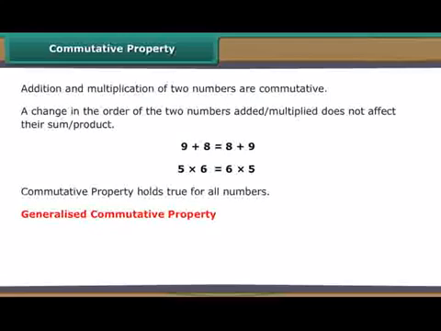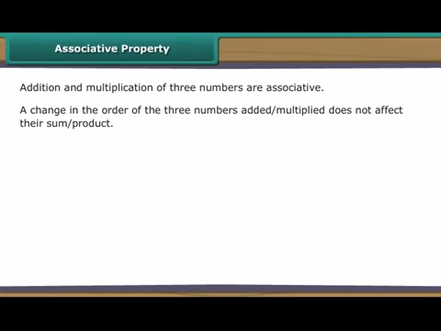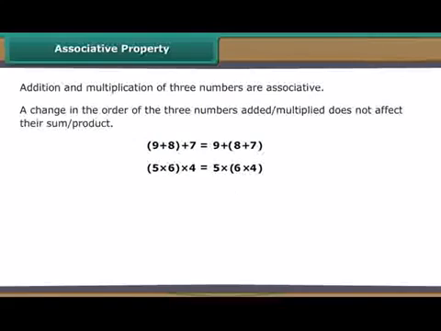We can therefore generalize it with variables as a plus b is equal to b plus a. A into B is equal to B into A. Associative property. Addition and multiplication of three numbers are associative. In other words, a change in the grouping of the three numbers added or multiplied does not affect their sum or product. 9 plus 8 in brackets plus 7 is the same as 9 plus 8 plus 7 in brackets. 5 into 6 in brackets into 4 is the same as 5 into 6 into 4 in brackets. Associative property holds true for all numbers.